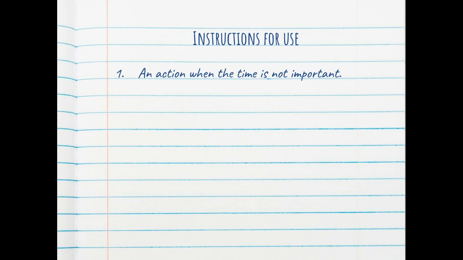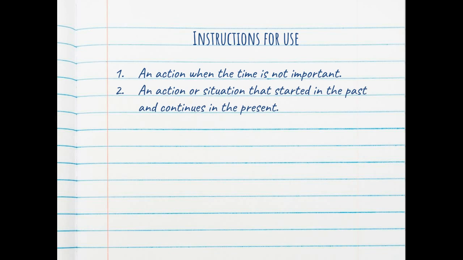The first one is an action when the time is not important. It can be any action that occurred at any moment in the past, but the time is not really important, or we don't know when it happened. It can also be an action or situation that started in the past and continues in the present. That means it started in the past and it's still being done in the present.